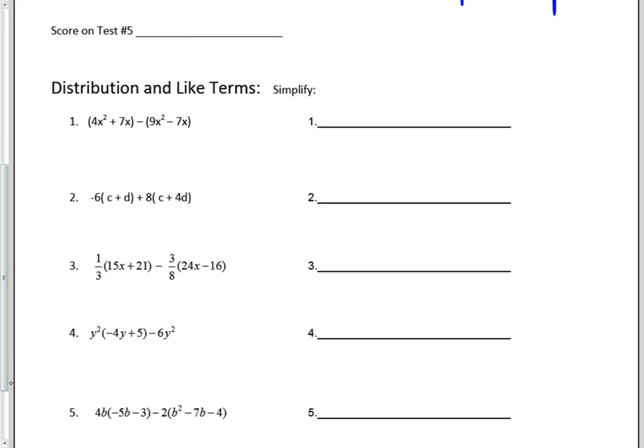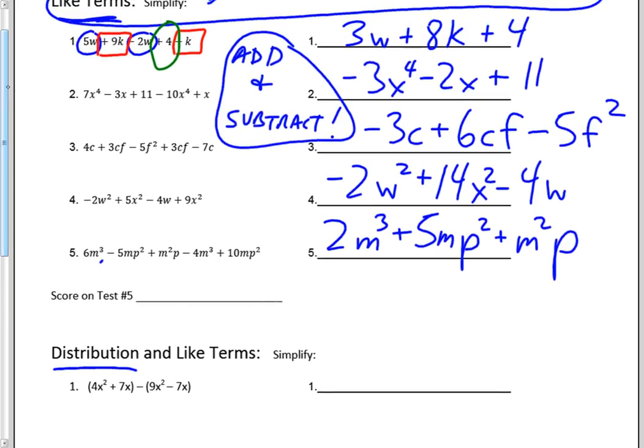Down here, sure. I'll leave it up for a second.